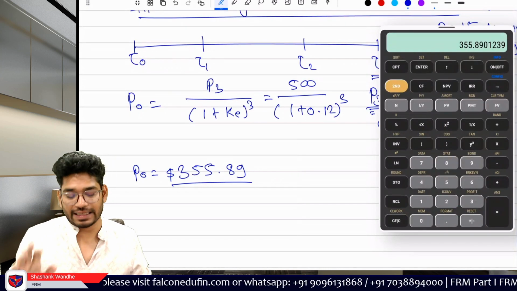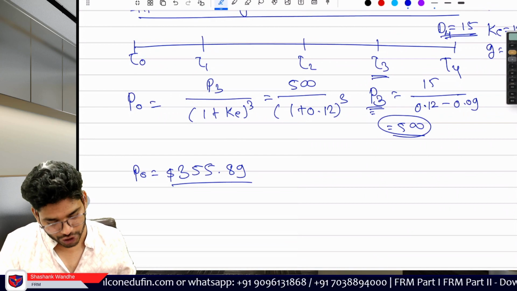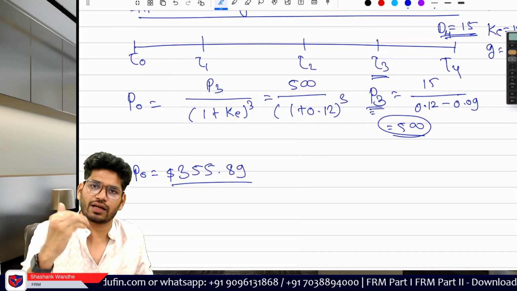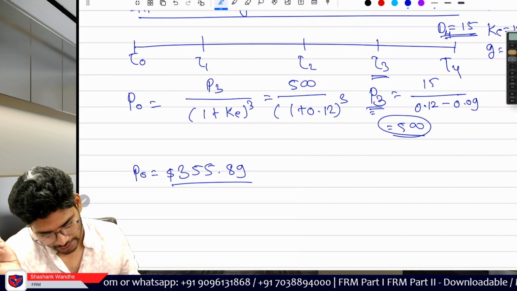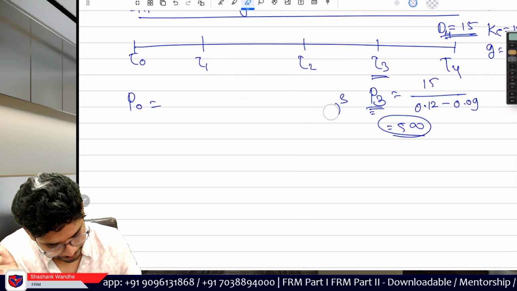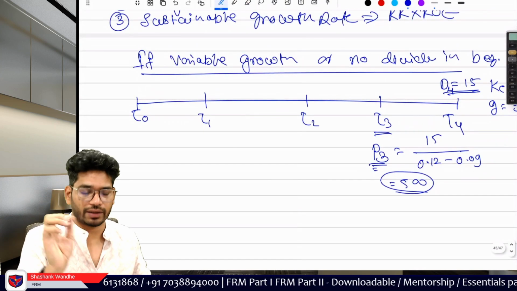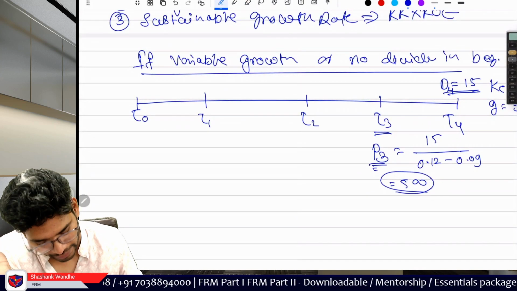Okay, very simple. Now, what if instead of this situation, I'll use the same illustration. I'll cover multiple concepts here. Okay, so instead of this situation, let's say the first discussion was no dividend, right? Now here let's assume variable growth.